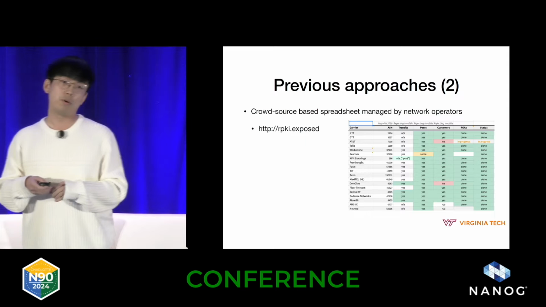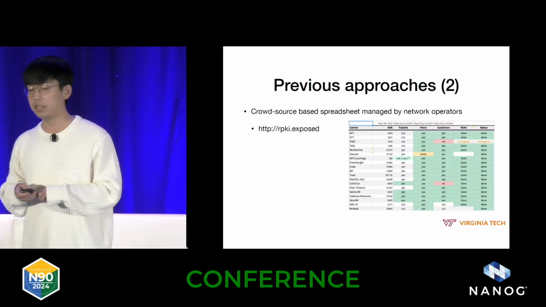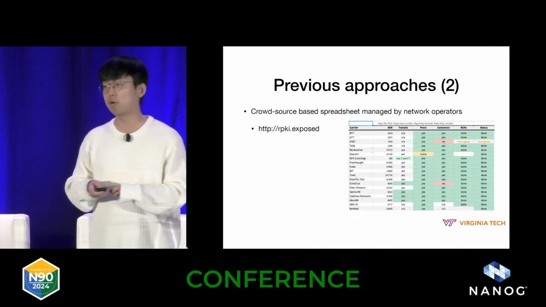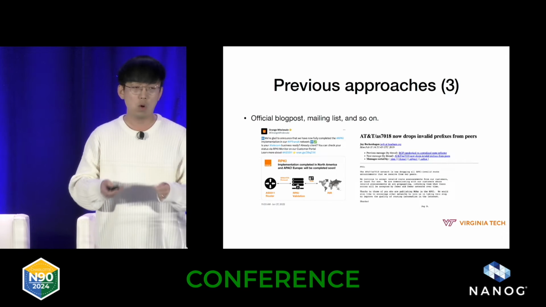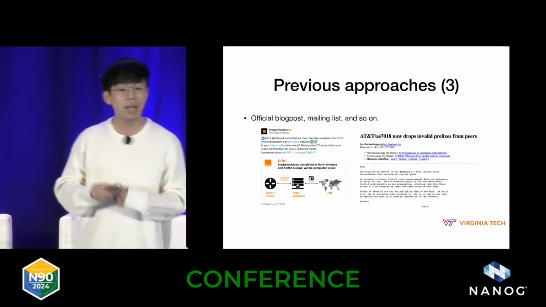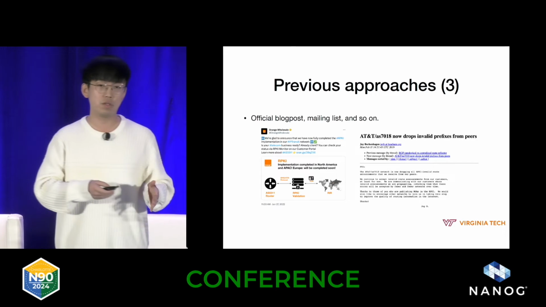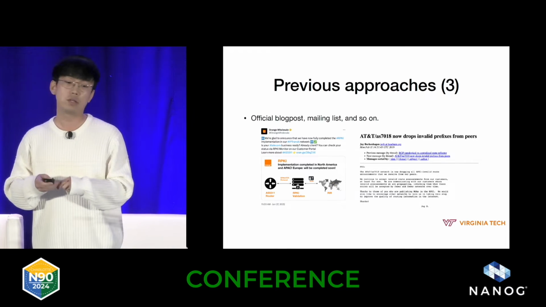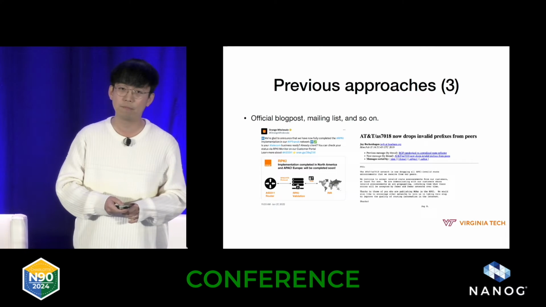Or network operators do some collaborative work together. There is a spreadsheet called RPKI Exposed. It is a crowd-sourced spreadsheet managed by network operators so that they can specify their ROV policies. Or we can rely on official blog posts, Twitter, mailing lists, etc. As you can tell from these previous approaches, sometimes network operators change their ROV policies. In that case, this spreadsheet information or the blog post can be stale.